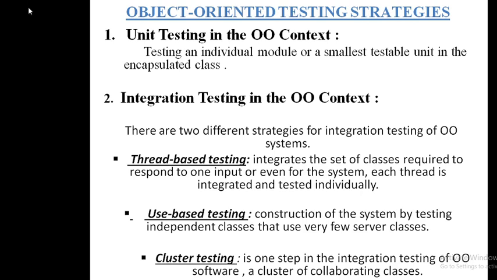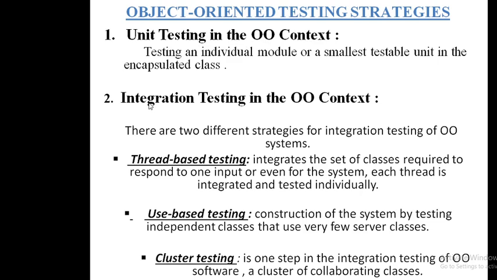The first point is unit testing in the object-oriented context. In an object-oriented environment, we basically have classes and objects. Testing an individual module or the smallest testable unit in the class comes under unit testing. That means if a unit or a small individual module is tested, such type of testing comes under unit testing. So this is the concept of unit testing in object-oriented context.